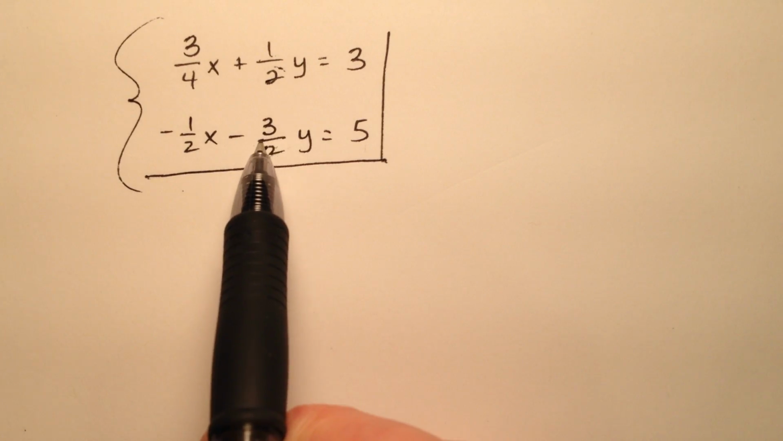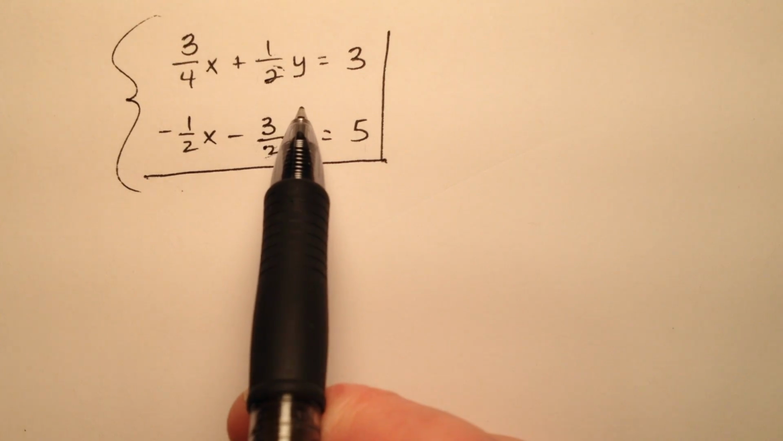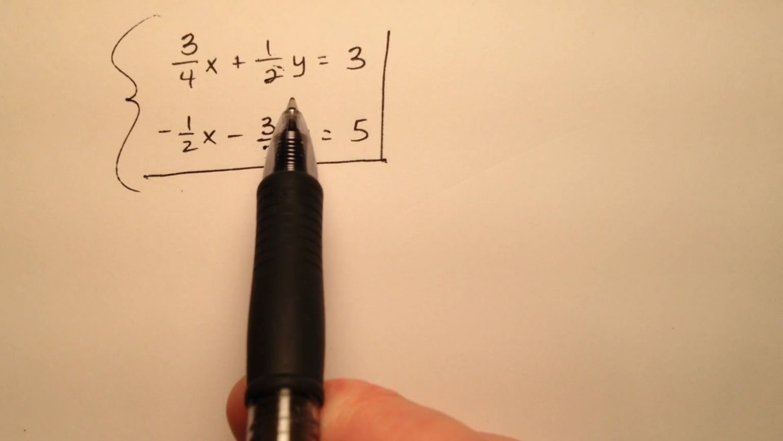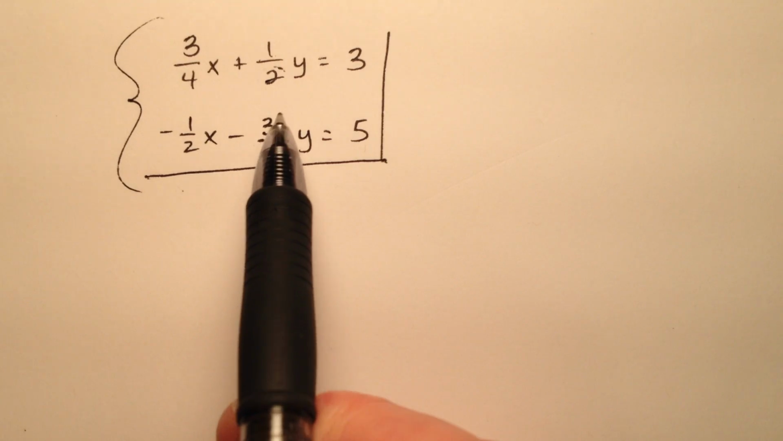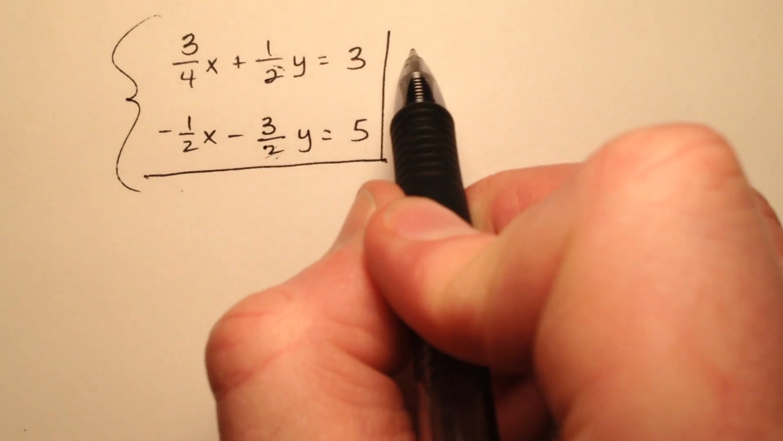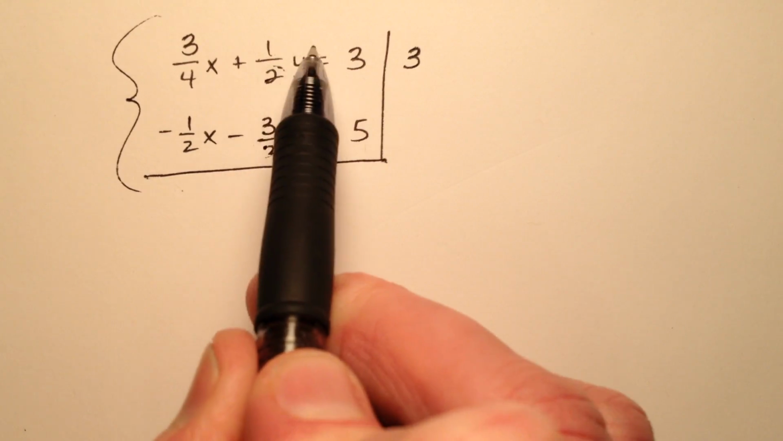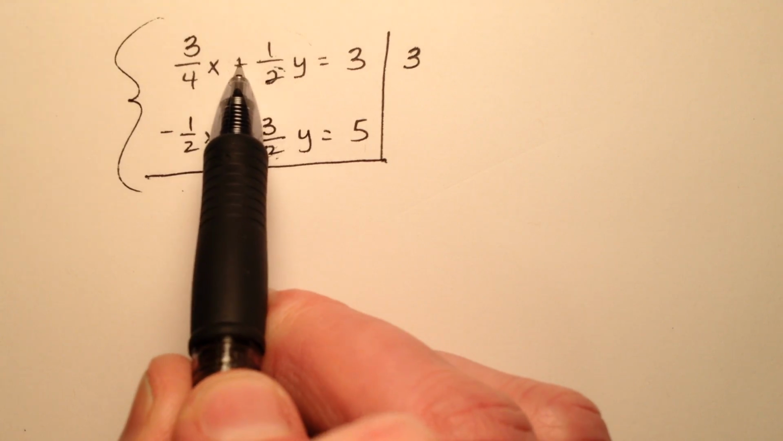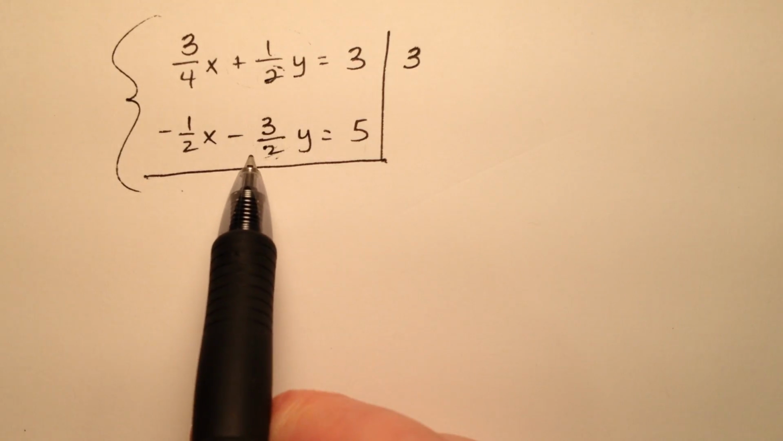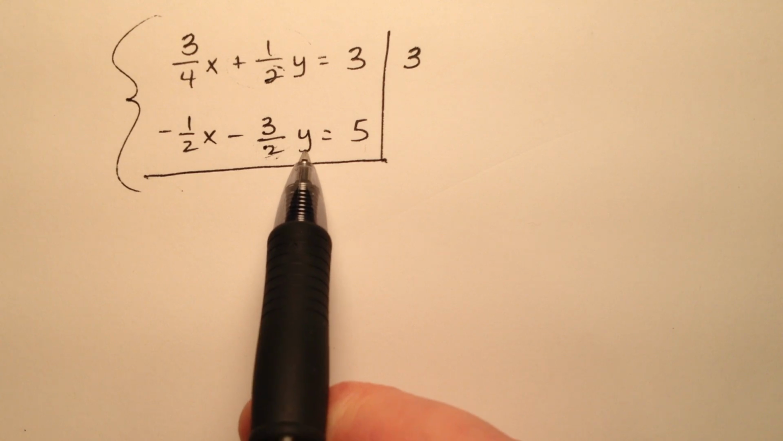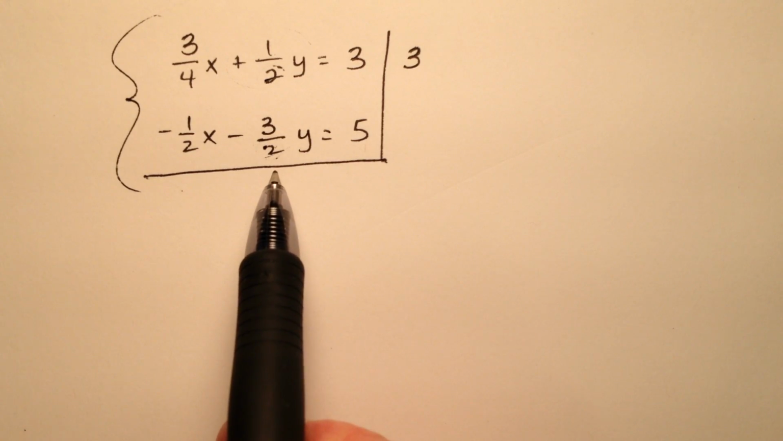Well, since they have this common denominator of 2 already, I'm really just worried about their numerators, so 1 and 3. So if I multiply this top equation by 3, my coefficient for y will be a positive 3/2, and down here I have a negative 3/2. So my y's will indeed cancel.